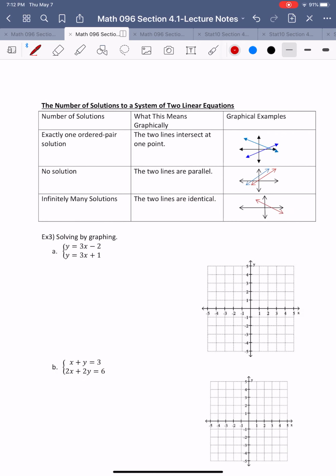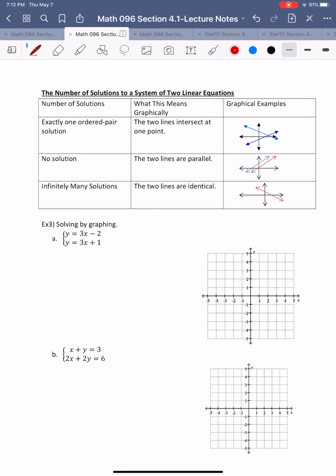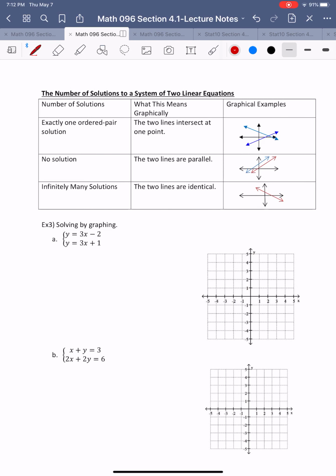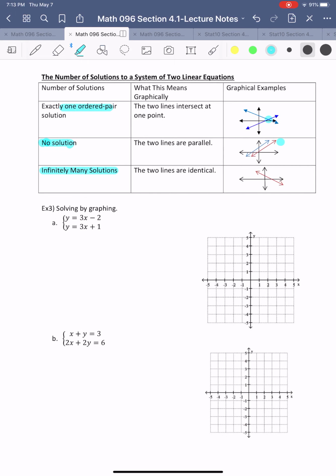All right, next page. So the number of solutions to a system of two linear equations could be one solution, or no solution, or infinitely many solutions. The case of one solution means only one intersection here. No solution means the lines never meet. And infinitely many solutions means the two lines coincide. So let's do example 3 together, solving by graphing.